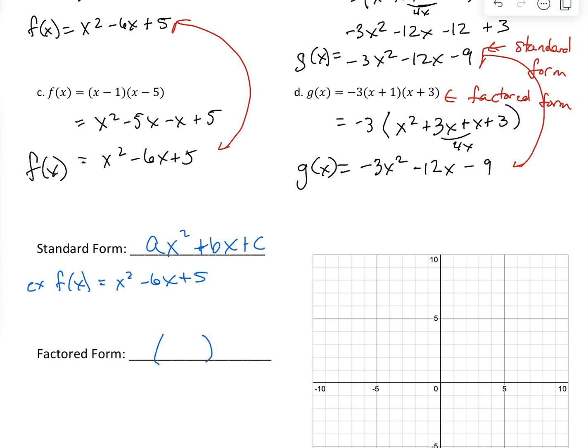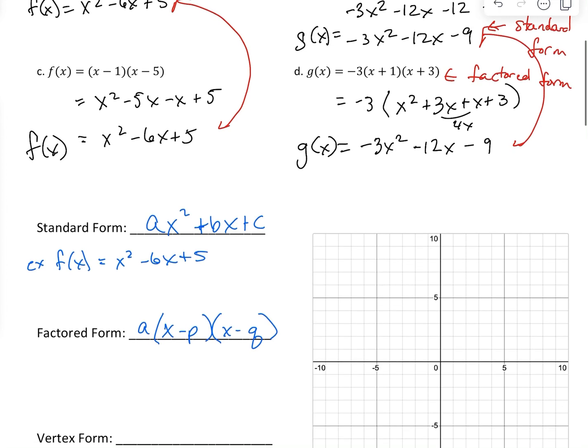Our factored form, we see these factors in here. So typically this a value is factored out. Okay. x minus p, x minus q. Now this is a little bit more general too, because we could have coefficients in front of x. Sometimes we don't. But in this example, our factored form was f of x equals x minus 1, x minus 5. That a value was just 1. We didn't see a number out there.